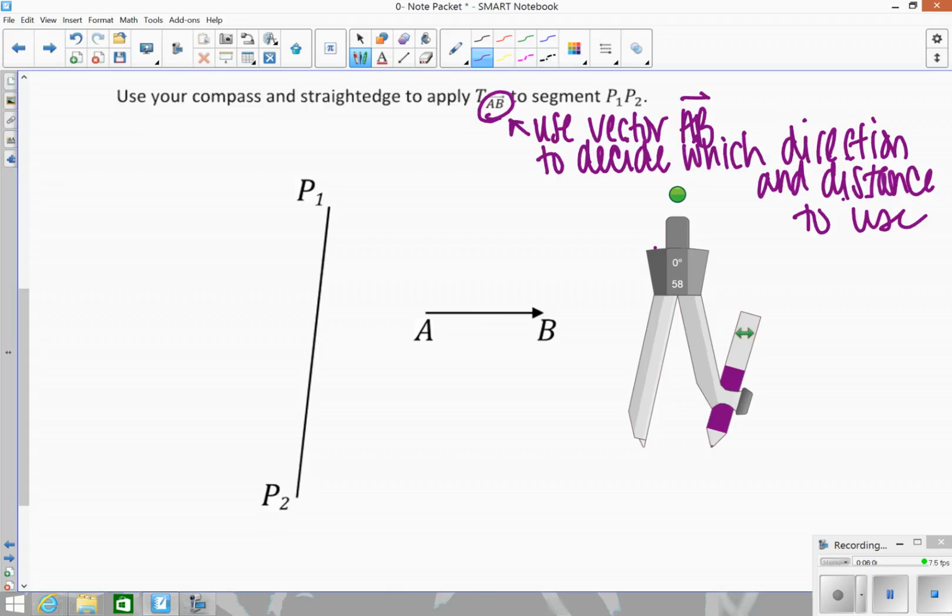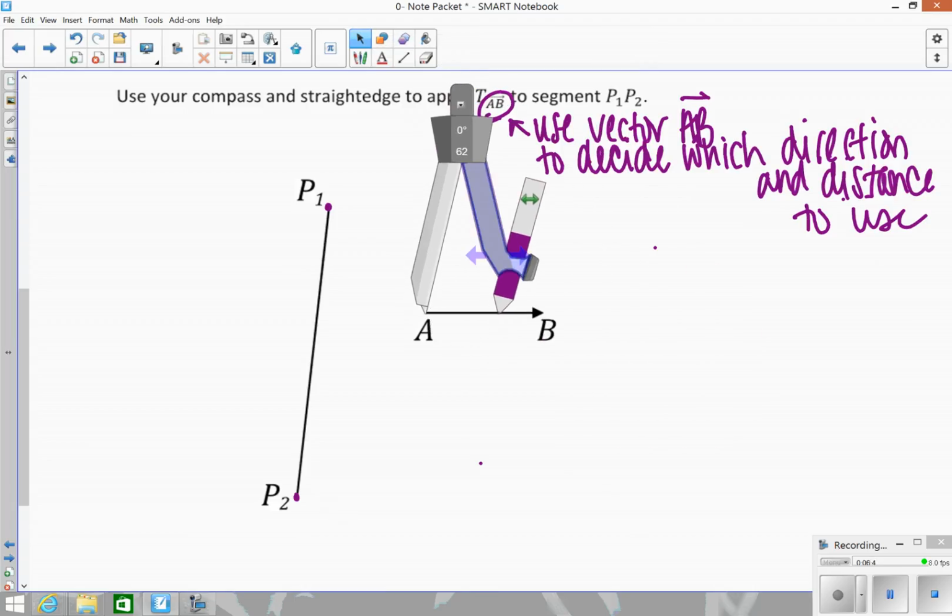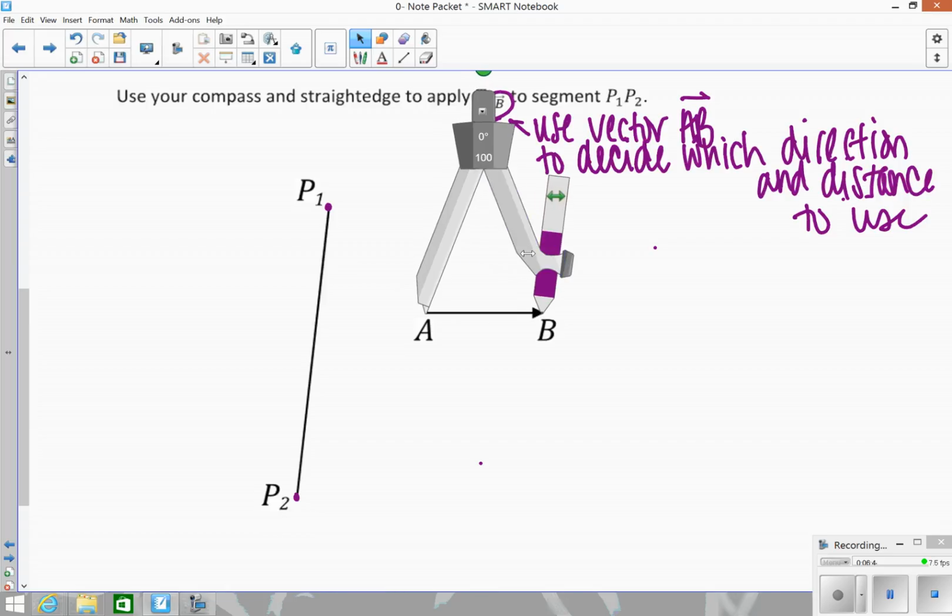So the first thing we're going to do is take this segment, P1, P2. Don't worry about the subscripts here. It just represents that there's two different letters. If you wanted to make this segment CD, that's totally fine. It's the same thing. I need to take P1 and P2, put points on those, and make sure that I measure the distance of the vector. I need to make those points go the same distance as vector AB.